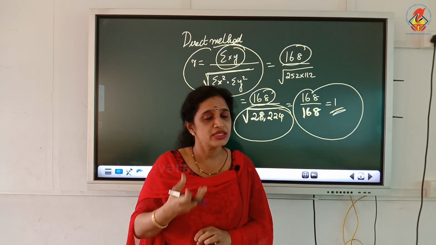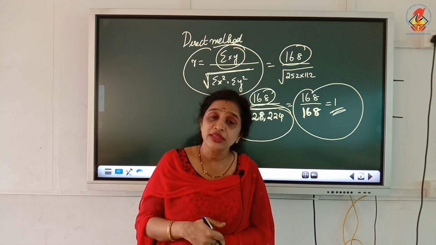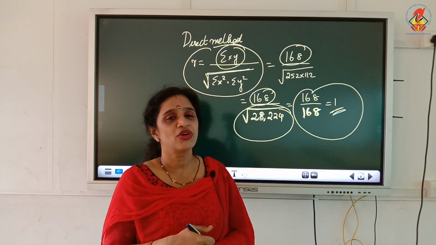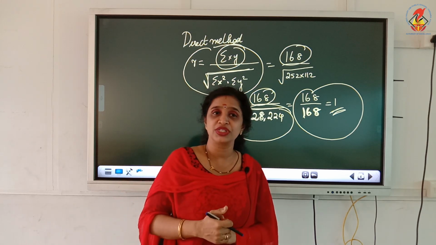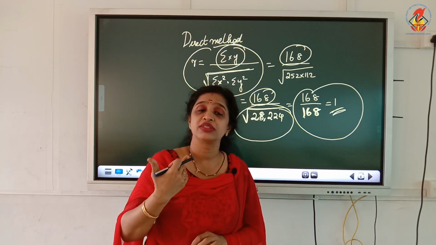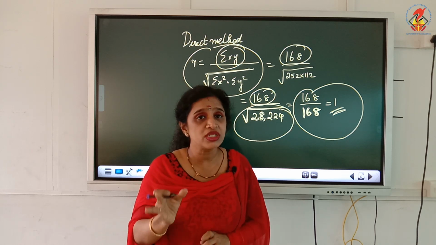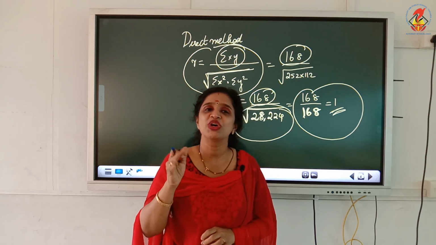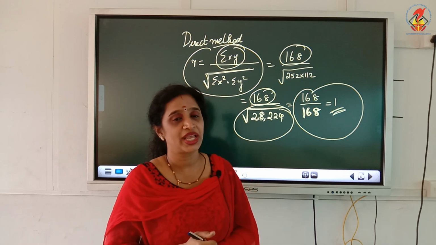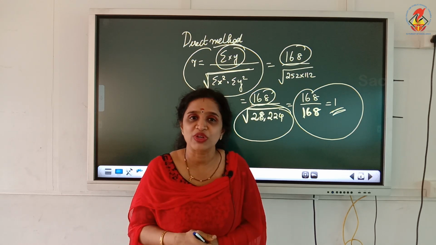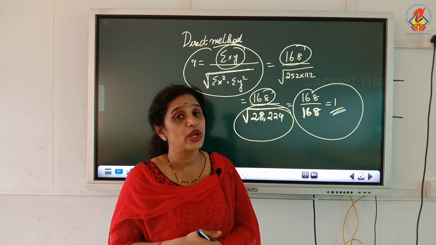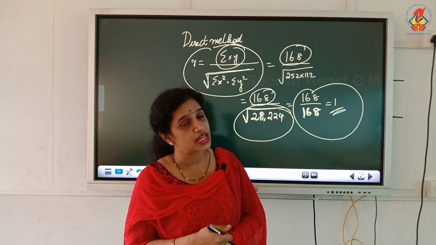So from the answer that you are getting, you have to write the comment whether it is positive correlation, perfect positive, negative, or perfect negative, etc. So here it is positive 1, therefore it is perfect positive correlation. As it is 1, it is a perfect positive correlation. Now this is as per the direct method.